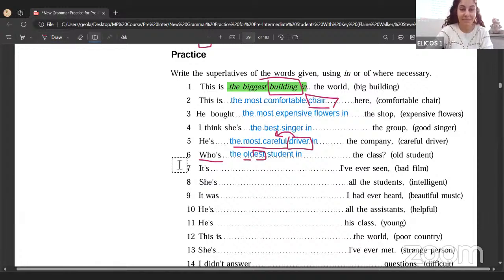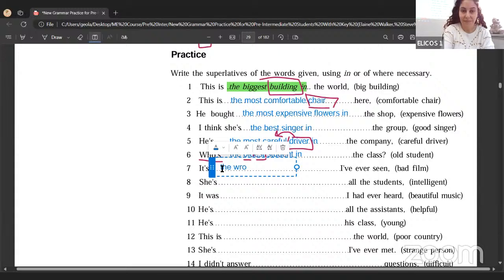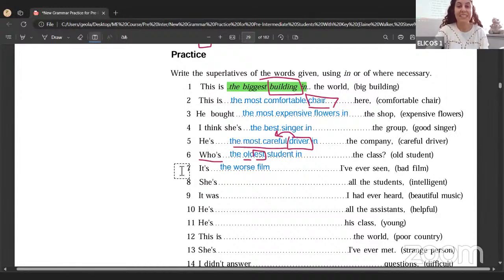Number 7. It's the worst film I have ever seen. So it's the worst film I've ever seen. So remember, worst comes from the adjective bad, and we directly put the noun after it, film, and it's the worst film that I've ever seen. Compared to all the films that I have seen in my life, this is the worst one.